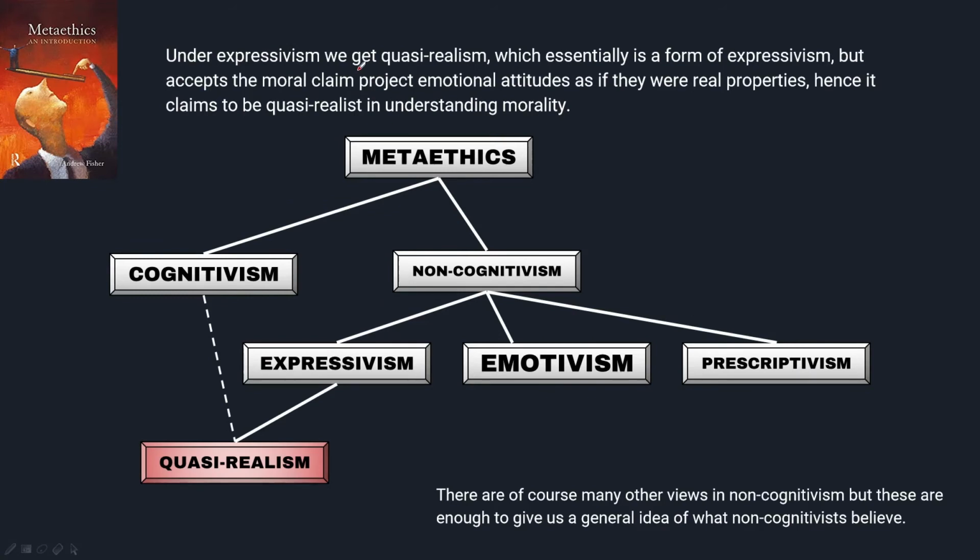Under expressivism, we get quasi-realism, which essentially is a form of expressivism, but accepts that moral claims project emotional attitudes as if they were real properties, hence claims to be quasi-realist in understanding morality. There are, of course, many other views in non-cognitivism, but these are enough to give us a general idea of what non-cognitivists believe.